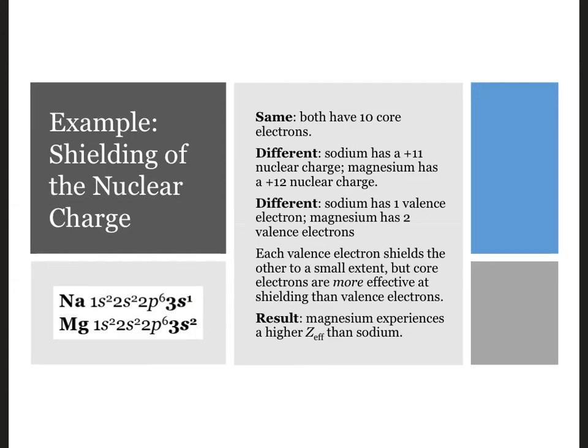For example, if we look at the electron configurations of sodium and magnesium, we see they both have 10 core electrons. Sodium has a plus 11 nuclear charge, while magnesium has a plus 12 nuclear charge. The 1 valence electron in sodium and 2 valence electrons in magnesium are both going to be shielded by their 10 core electrons. However, since magnesium has a larger positive charge in the nucleus, the electrons of magnesium will experience a larger effective nuclear charge than the lone valence electron in sodium.